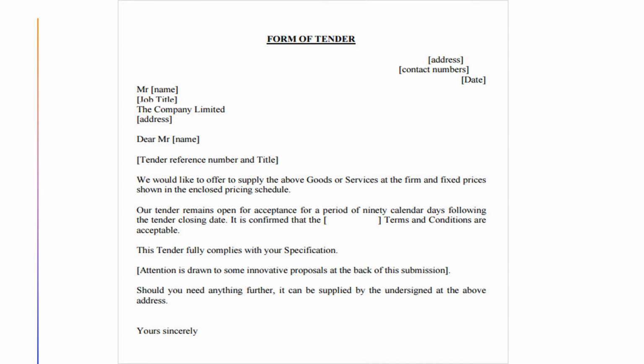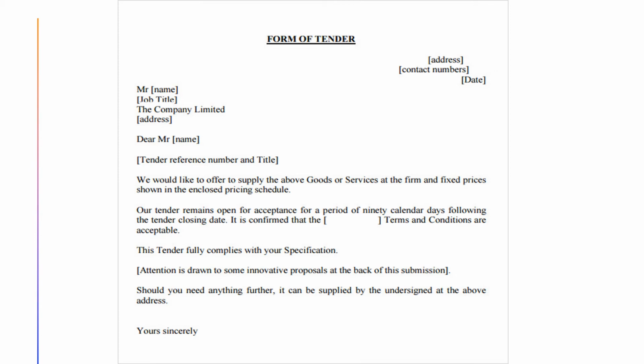the date will be given. Terms and conditions are acceptable. This tender fully complies with your specification. Attention is drawn to some innovative proposals at the back of the submission. So they also give certain details like that. Should you need any further details, it will be supplied by the undersigned at the above address. And then they go on to the signature. So this is how a tender letter is given.